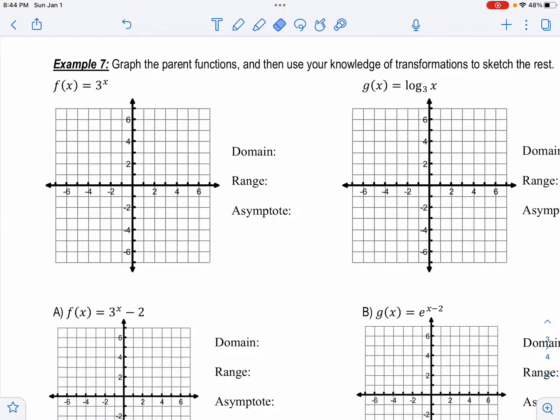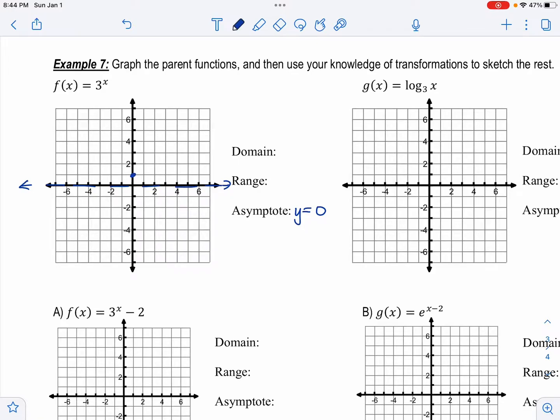All right, so graph the parent functions and use your knowledge of transformations to sketch the rest. So once again, I know this is an exponential function. That means that the asymptote is at y equals 0, and there are no vertical or horizontal shifts. That's why I know it's not moved up or down, so it's going to be at y equals 0. And then I know that there's a point at (0, 1), and there's no horizontal shift, no vertical shift. So therefore, it's still at (0, 1).